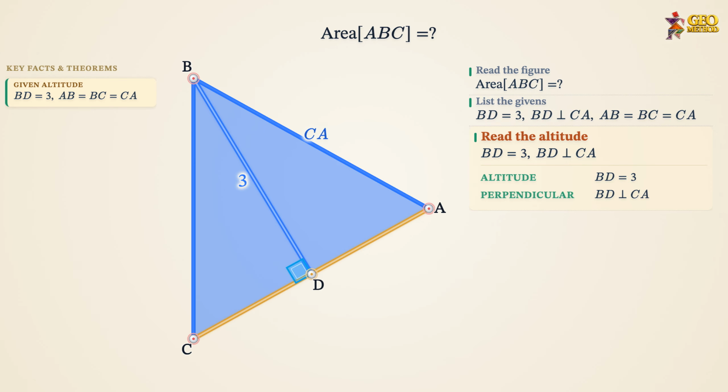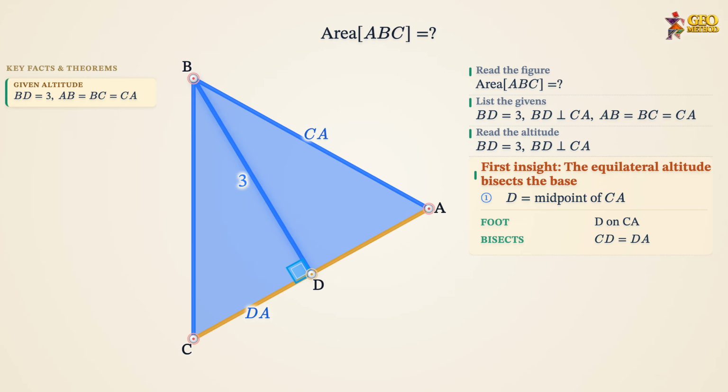Because segment BD meets side CA at a right angle, it is by definition the altitude of the triangle drawn from vertex B. That altitude, with length 3, will serve as the height when we reach the area formula, so let us pin it down first.